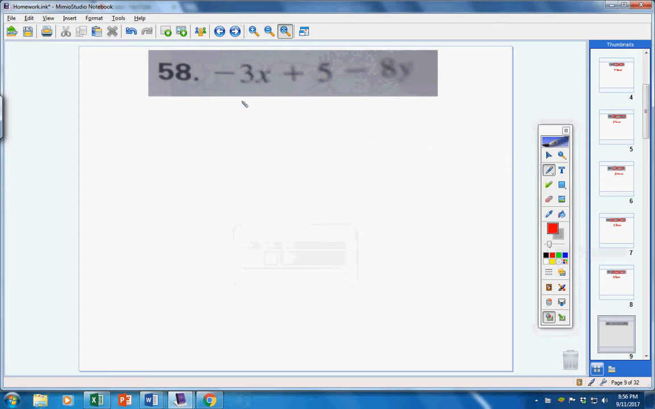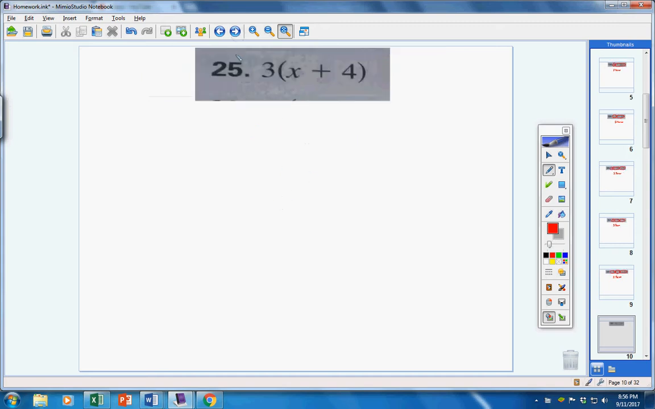Moving on to number 58, negative 3x is a term. Then I see a positive sign. Positive 5 is a term. Then I see a negative sign. Negative 8a is a term. So I have a total of 3 terms. Okay? Alright, moving on now to page 103.